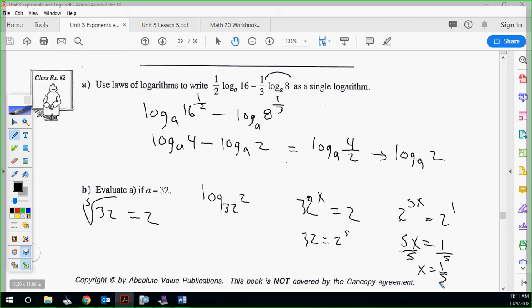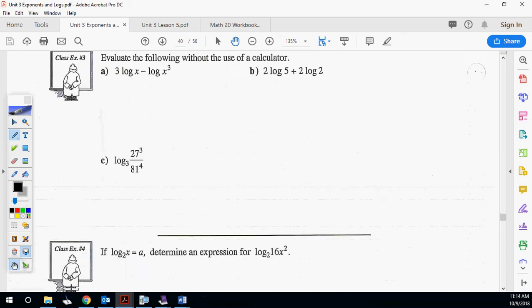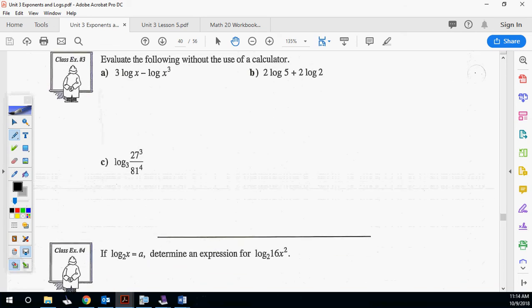Okay, let's keep going here. Just one more page is all. Evaluate the following without using a calculator. There will be a non-calculator portion of your test, so count on it. So I said, don't get calculator dependent.